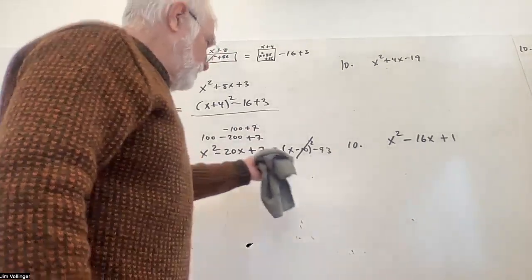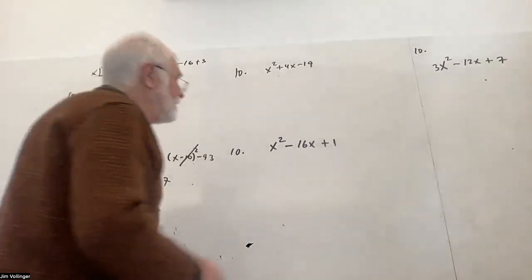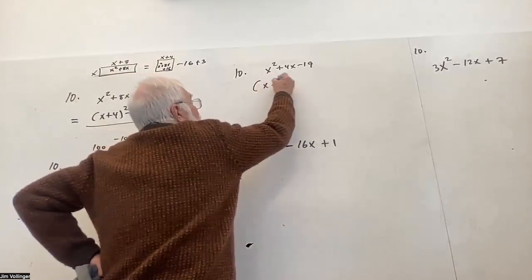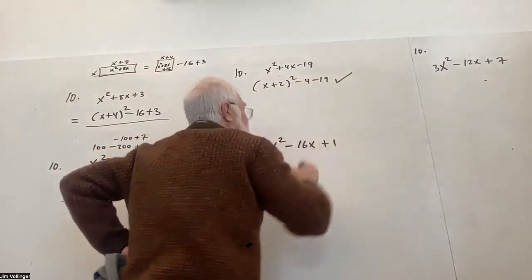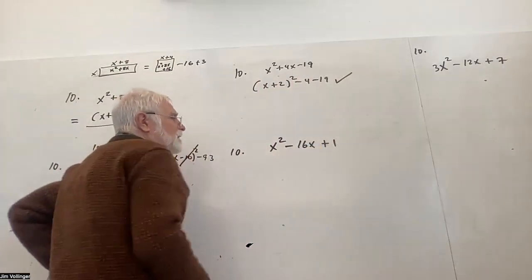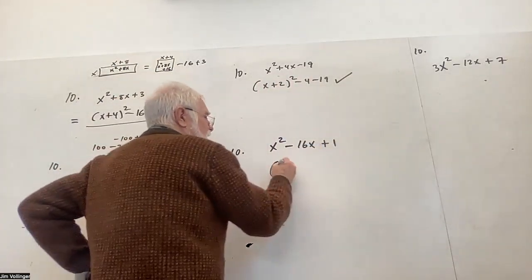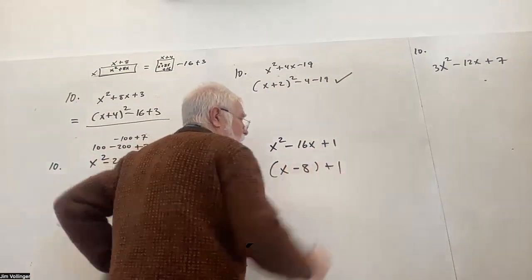Oh, that should look familiar. That's putting a quadratic in graphing form. Maybe that's another name for completing the square. X plus 2 squared minus 4 minus 19 will get you a check from me. X squared minus 16, x plus 1 is x minus 8 plus 1.